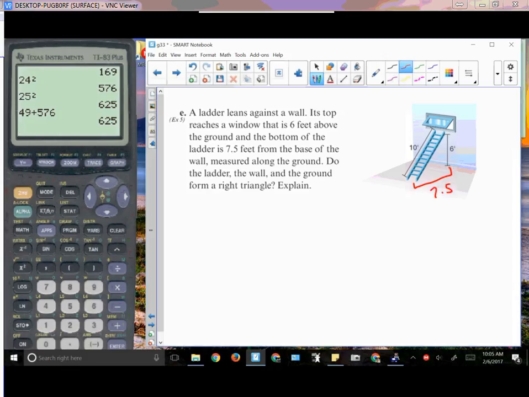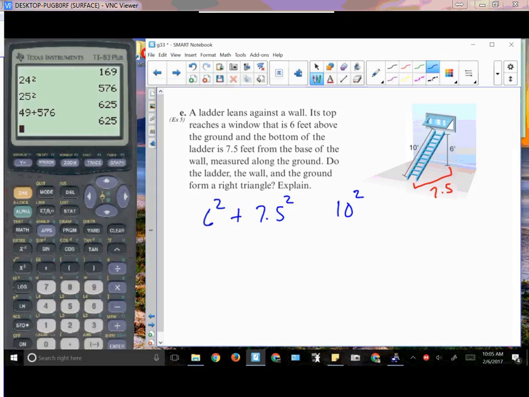Okay. Now, do the ladder, the wall, and the ground form a right triangle? Now, you would love to go through and say, well, yeah, nobody builds a wall to the ground that's not at a right angle, right? But what happens if the house is on a hill and it's an embankment? So, I mean, there is that possibility. So this means that I should take 6 squared plus 7.5 squared and compare it to 10 squared, correct?